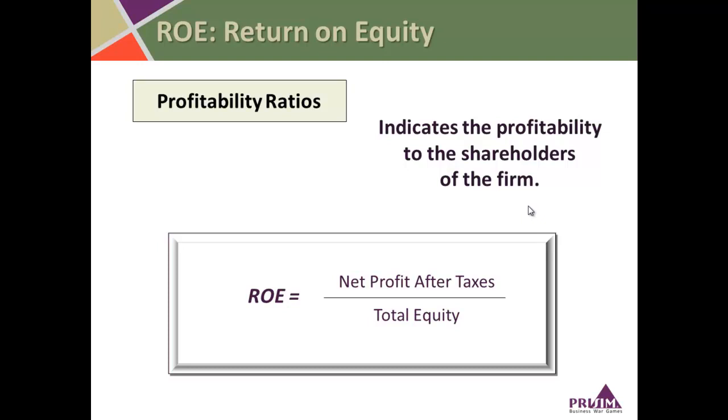And it's calculated as net profit after taxes divided by total equity. So if you had an ROE of 12%, you're generating 12 cents of net profit after taxes for every dollar of total equity that the owners of the company have invested in the business and retained in the business, as opposed to taking out as a distribution or dividend.